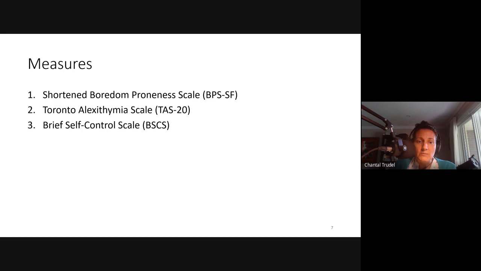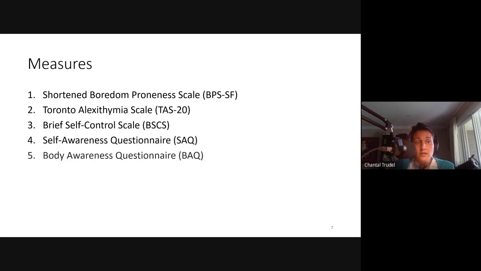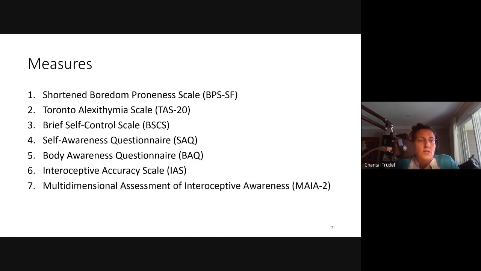And as was mentioned by Baba before me, we usually find that self-control is negatively correlated with boredom proneness. That is, boredom-prone individuals tend to have less self-control. So we then added self-awareness, body awareness, and finally, we included different instruments probing the construct of interoception. The Interoceptive Accuracy Scale, a more recent and detailed measure of interoceptive awareness, which is the MAIA, the Multidimensional Assessment of Interoceptive Awareness, as well as the Interoceptive Sensory Questionnaire.